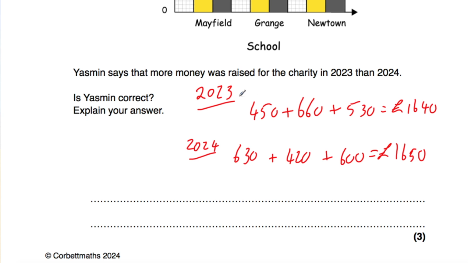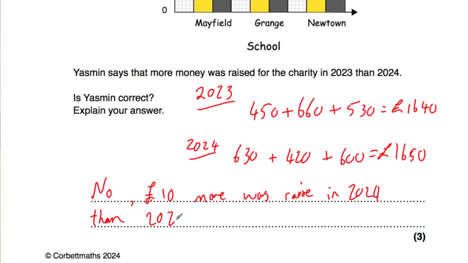And Yasmin said that more money was raised in 2023 than 2024. Well, that's not right. There's actually more money raised in 2024 than 2023. So let's explain that. Is Yasmin correct? No. £10 more was raised in 2024 than 2023. And that's it.